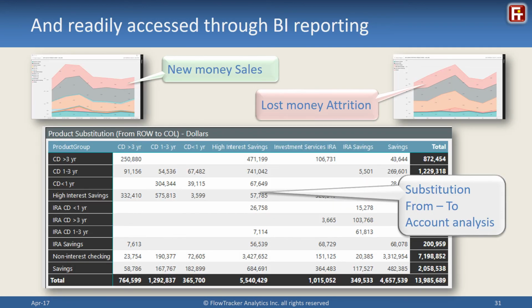And to make it real for you, here are pictures of real business intelligence reports that we've created for customers, where we have historical time series of new money sales, historical time series of lost money attrition, and in any period of time and in time series, we can identify the product substitution events simply by looking at where money came from on rows and where it went to in the columns.